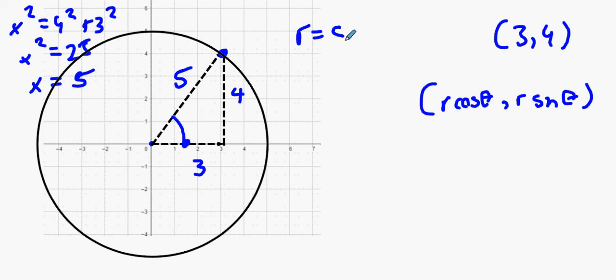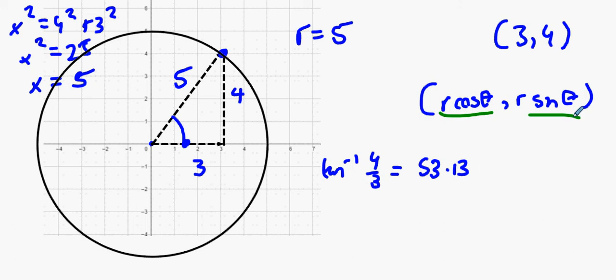Now, if I was asked to find the angle here, I could tan inverse 4 over 3. So if we do tan inverse 4 over 3, what I'll get is 53.13. Now, I could change these coordinates here into 5 cos 53.13 and 5 sine 53.13. And that's how these work.